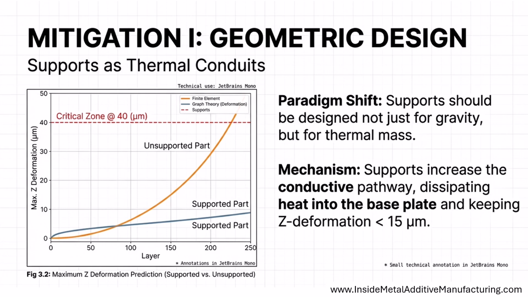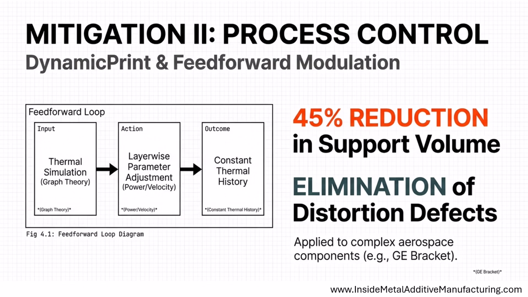We can also use DynamicPrint and Feedforward modulation. By adjusting laser power and velocity layer by layer based on thermal simulations, we can maintain a constant thermal history. This approach has demonstrated a 45% reduction in support volume, while completely eliminating distortion defects in complex aerospace components.